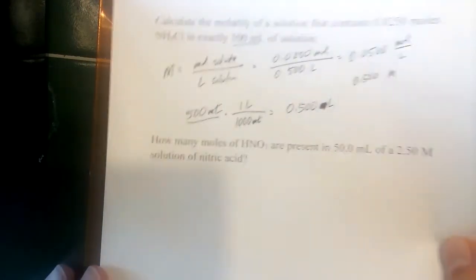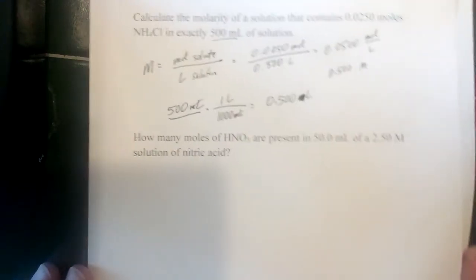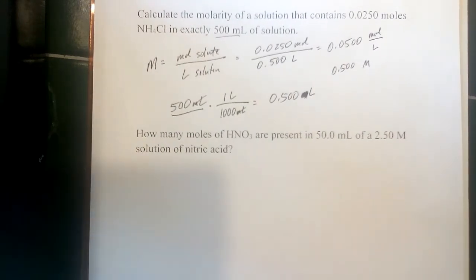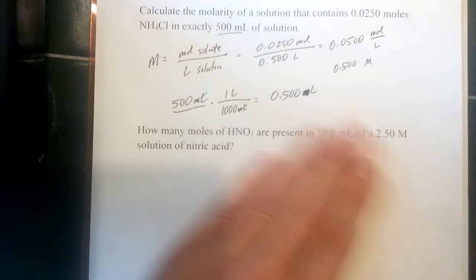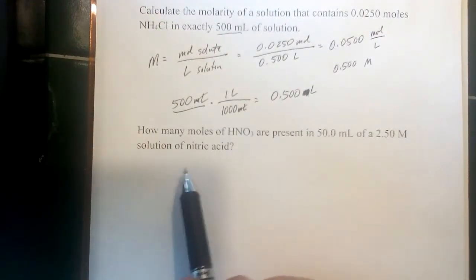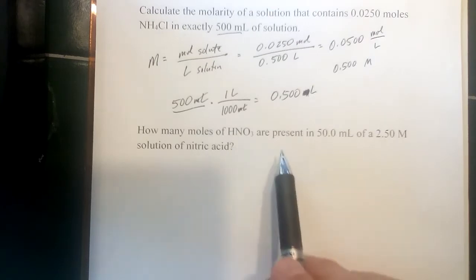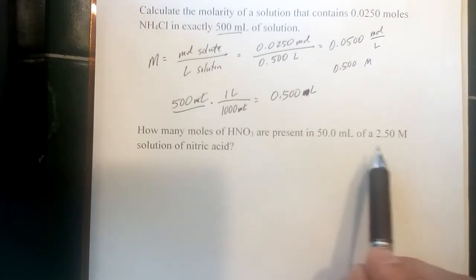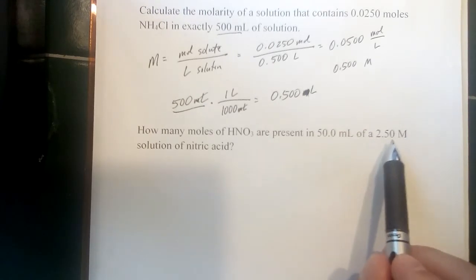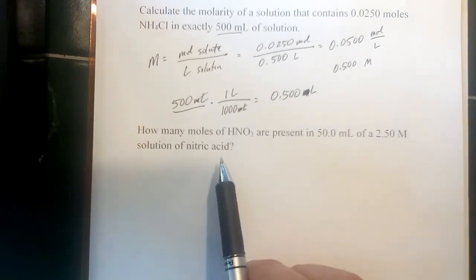Okay, let's look at another example here. How many moles of HNO3? So HNO3 is nitric acid. We haven't really discussed naming acids. We'll get to that a little bit later. How many moles of nitric acid are present in 50 milliliters of a 2.50 capital M there? That's usually read as molar. So a 2.50 molar solution of nitric acid.